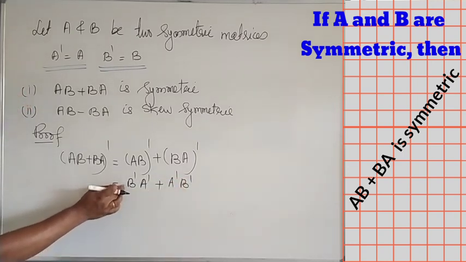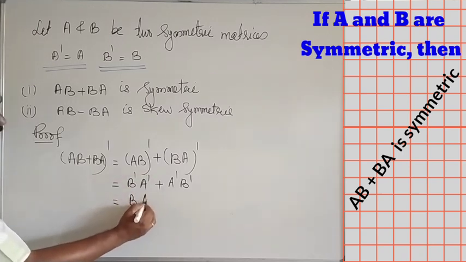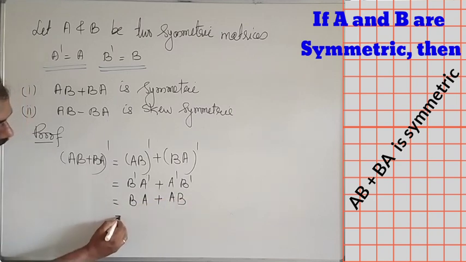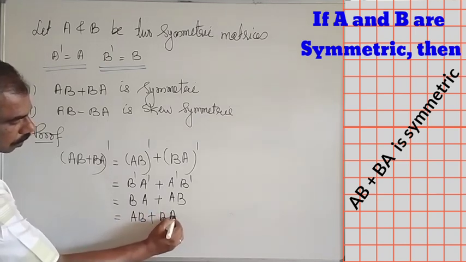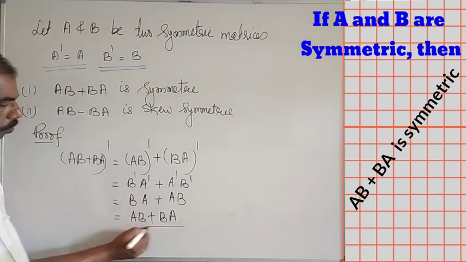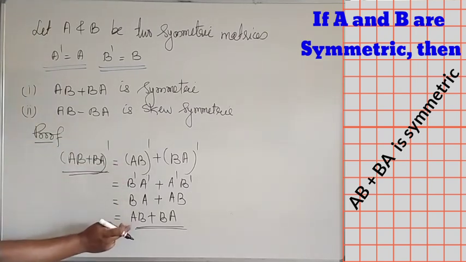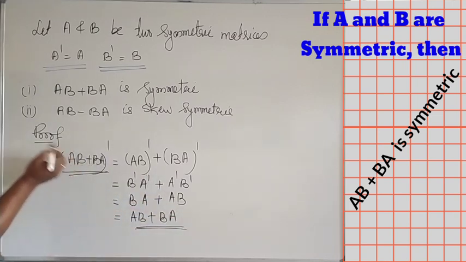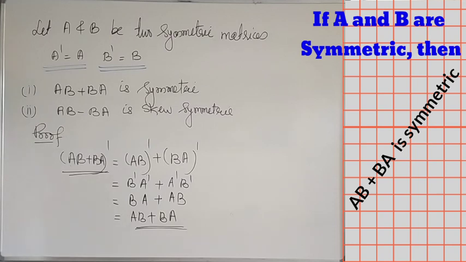And we know that B transpose is equal to B, A transpose is equal to A, plus again A into B, or it can be written as AB plus BA because matrix addition is commutative. So we prove that (AB plus BA) transpose is equal to AB plus BA itself. Therefore, this AB plus BA is a symmetric matrix. Similarly, we can prove that AB minus BA is a skew symmetric matrix.